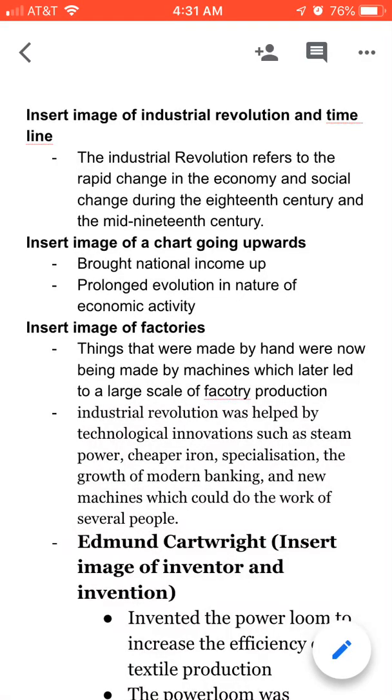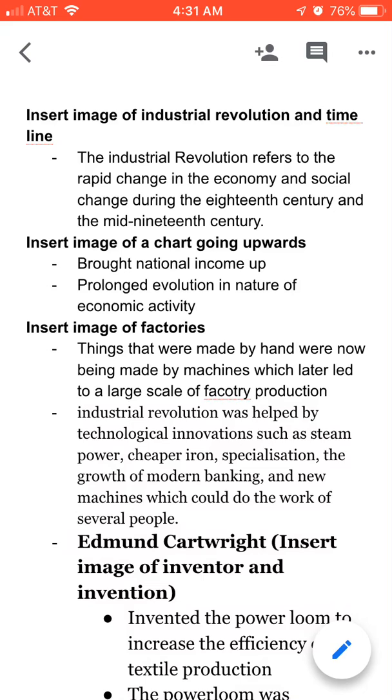My name is Shandon, and the topic that I'm doing is the Industrial Revolution. What was the Industrial Revolution? The Industrial Revolution refers to the rapid change in the economy and social change during the 18th century and the mid-19th century.